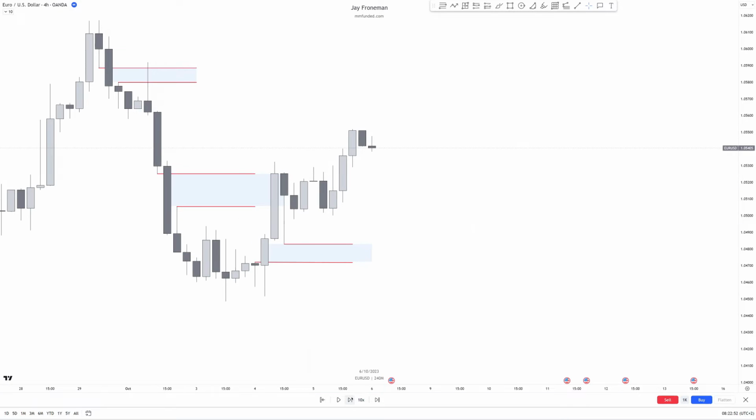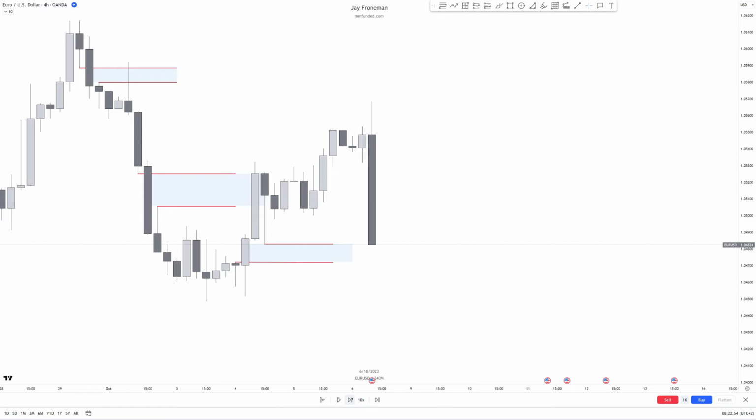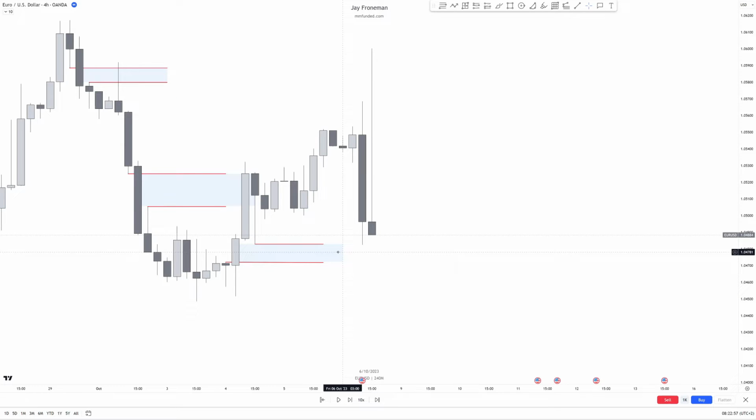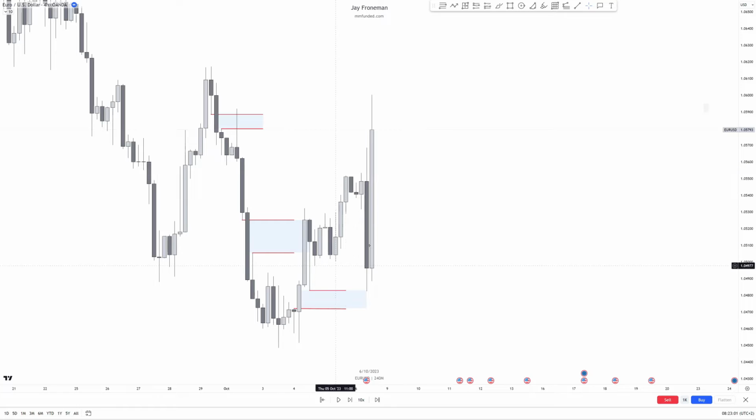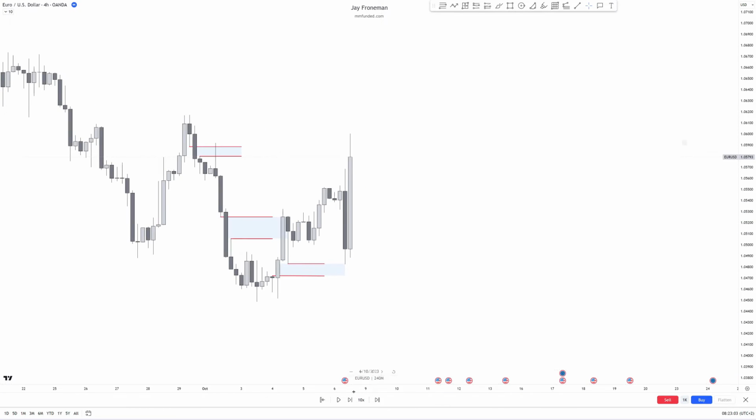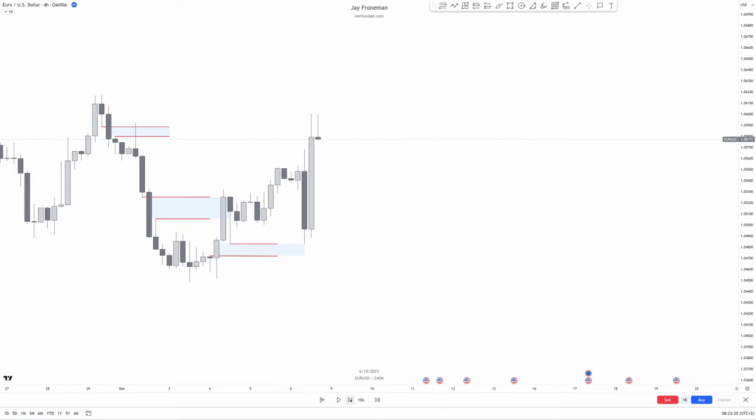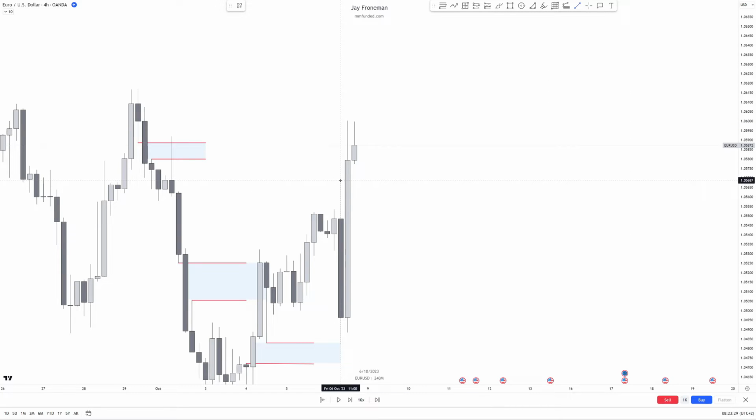Let's play price throughout and see what happens. Okay, price wicked that fair value gap, reacted, and is now continuing in the same direction. All right, let's continue this through. Candle 1, 2, 3, right over here, the high of the first candle, the low of the third candle is a valid fair value gap.